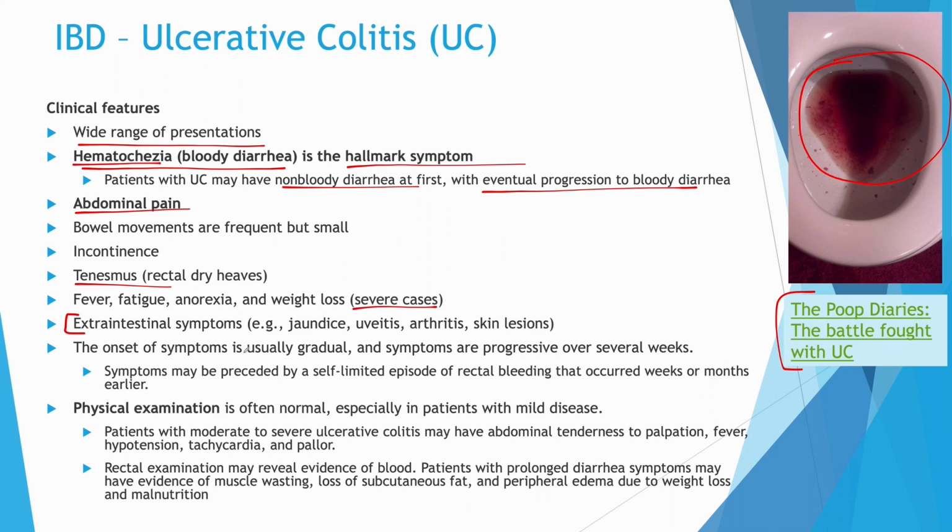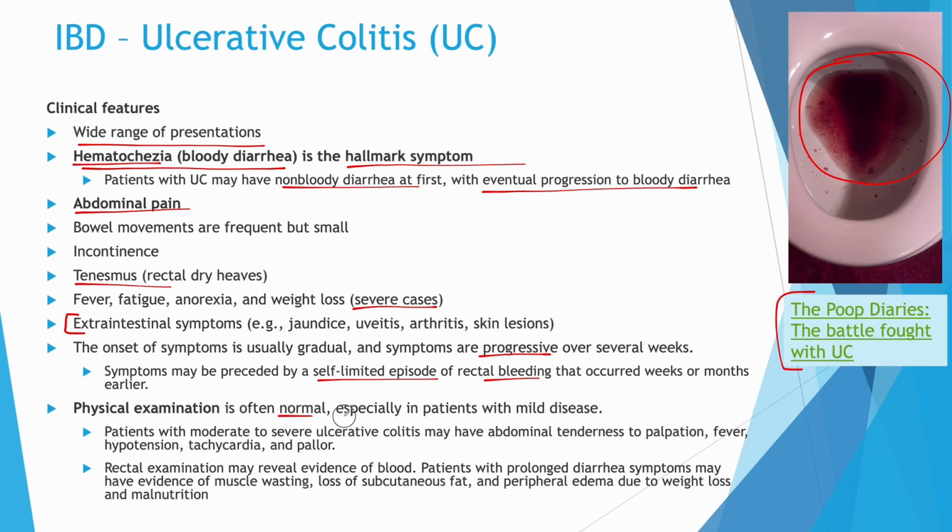The onset of symptoms is usually more gradual and progressive. And sometimes you might have a self-limited episode of rectal bleeding, and then you get it again and it's more progressive from there. So you have to really get a good history on these patients.